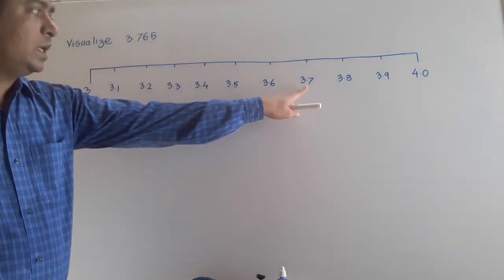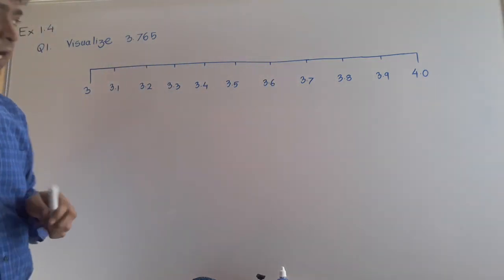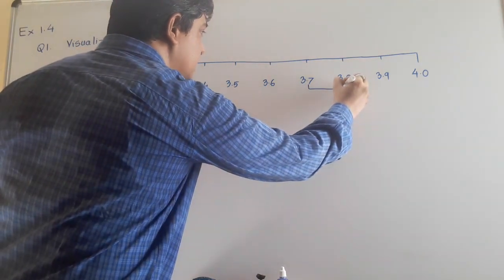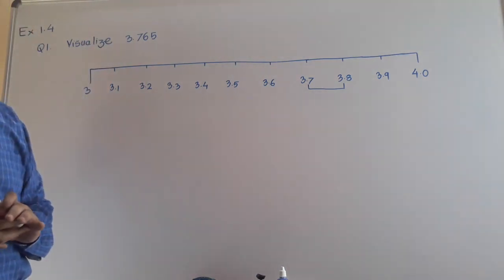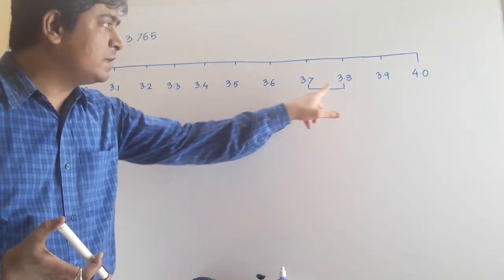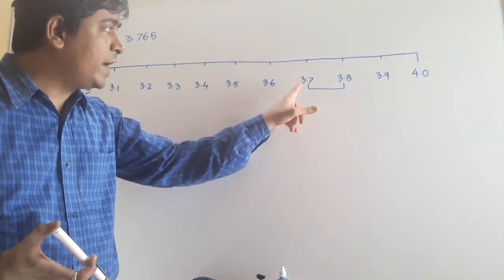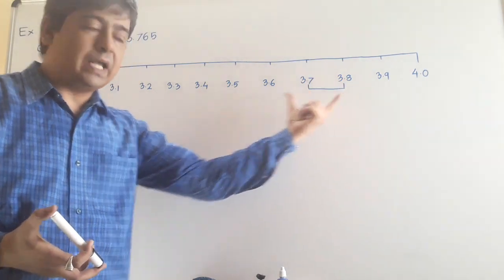Observe, my number is 3.7, but it is going beyond 3.7. So I can say that my number will lie between 3.7 and 3.8. It is not exactly on 3.7. It will lie between 3.7 and 3.8. So now, to visualize, I will magnify these two numbers onto the number line separately.